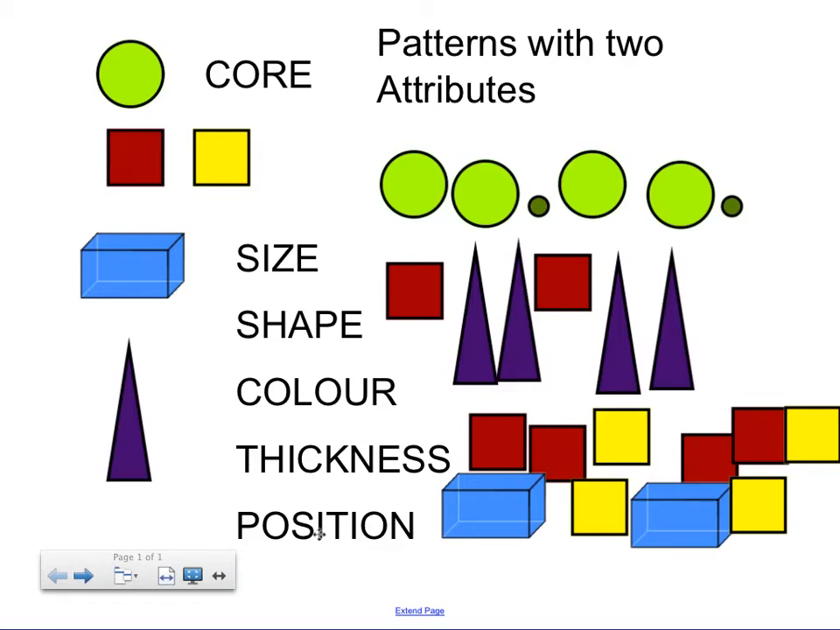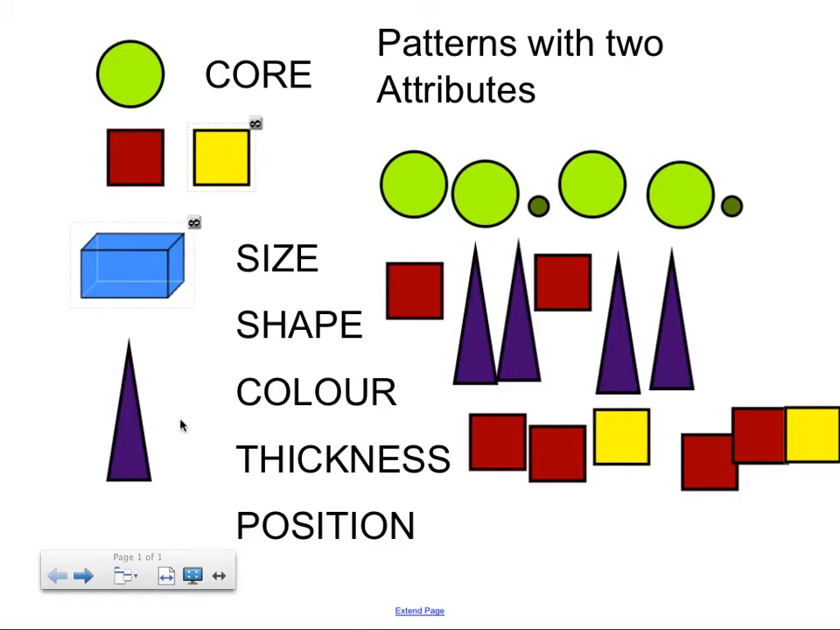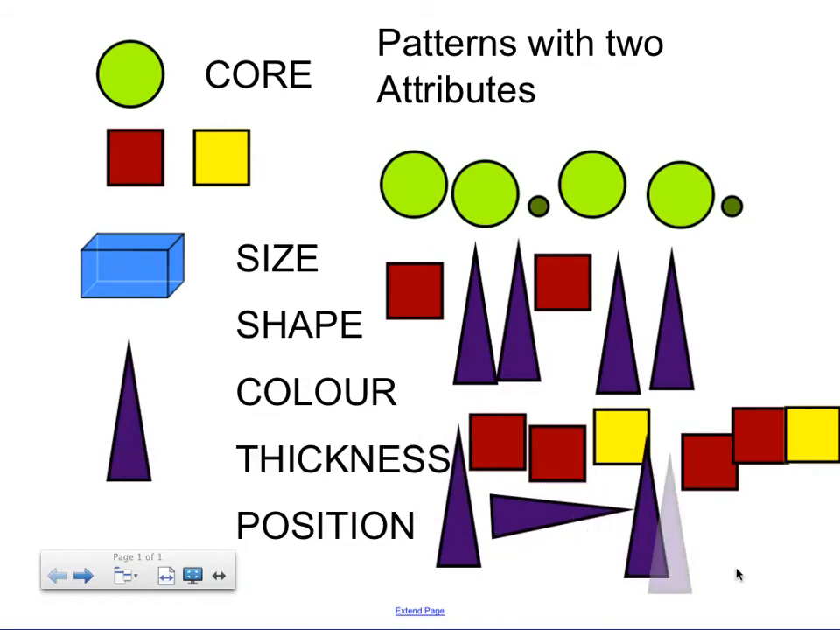And lastly, we have something called position. I'm just going to erase a little bit here. Position deals with, if I use the triangles here, I could go triangle pointing up, then I can go triangle pointing to the right. I can go triangle pointing up, triangle pointing to the right. So position is simply the same shape, however, it's just the direction of it or the position of it is different.